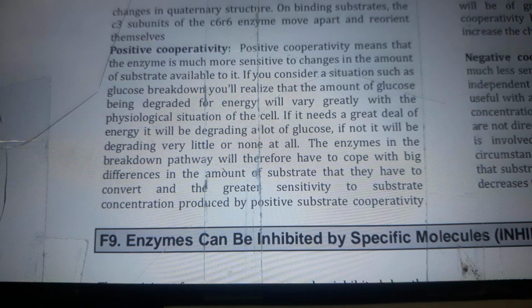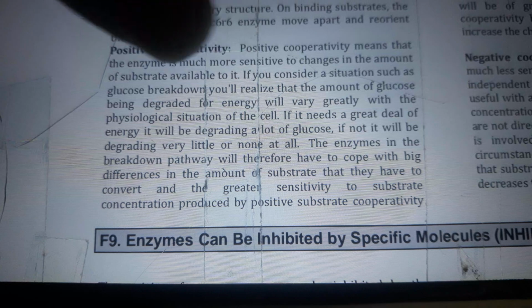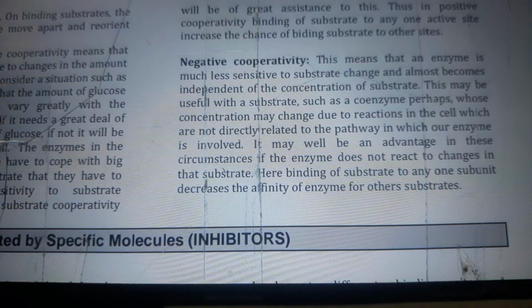Positive cooperativity means that the enzyme is much more sensitive to changes in the amount of substrate available to it. If you consider a situation such as glucose breakdown, you'll realize that the amount of glucose being degraded for energy can vary greatly with the physiological situation of the cell. If it needs a great deal of energy, it will be degrading a lot of glucose. If not, it will be degrading very little or none at all. The enzymes in the breakdown pathway would therefore have to cope with big differences in the amount of substrate that they have to convert, and the greater sensitivity to substrate concentration produced by positive substrate cooperativity will be of great assistance to this.